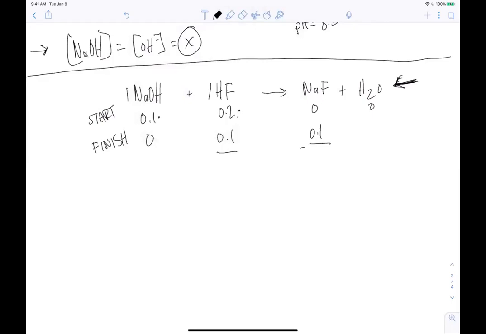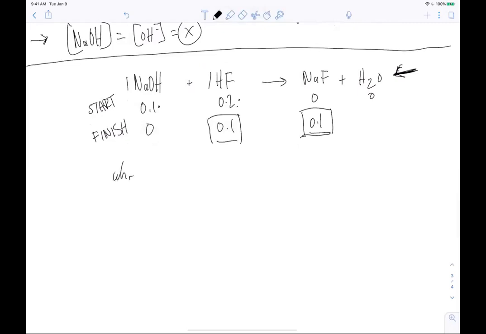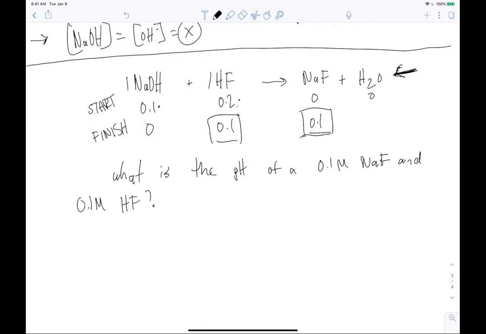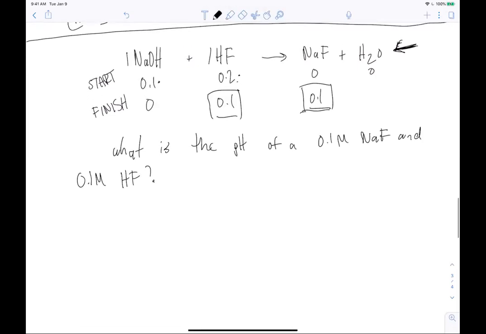But then after that, it becomes an acid-base problem. So now the problem is like this one is actually hard. We haven't really worked at this, but the first part of the problem is standard limiting reagent. And then you can write out a new problem for yourself, which is: what is the pH of a 0.1 molar solution of sodium fluoride and 0.1 molar HF, right? That would be the new problem that we have to work on.